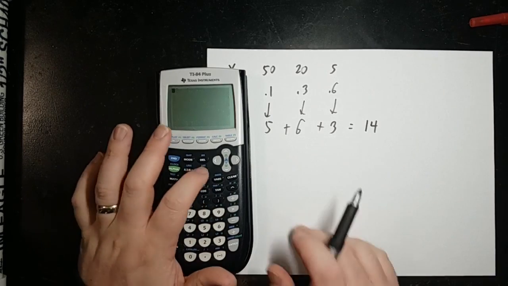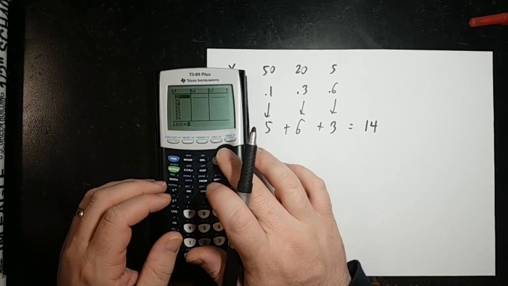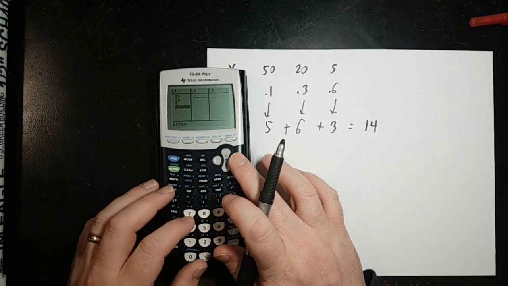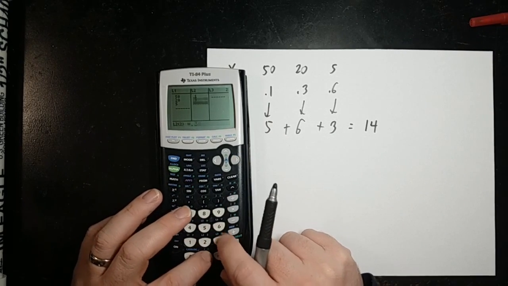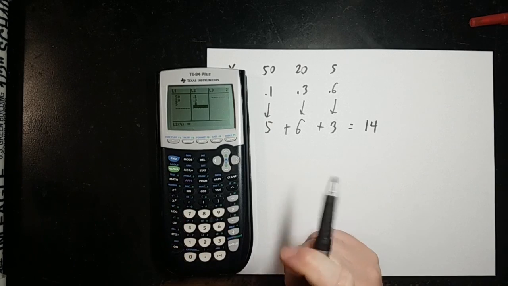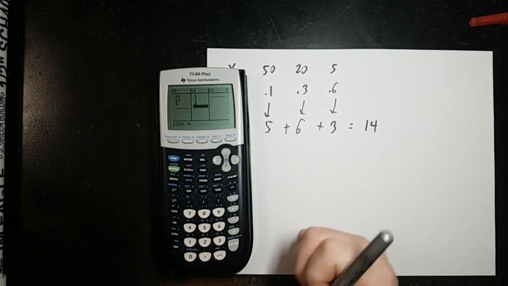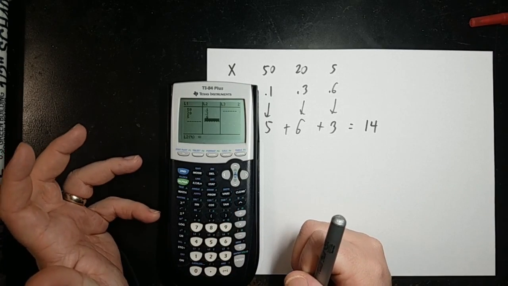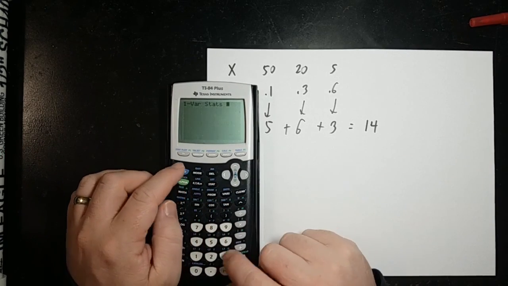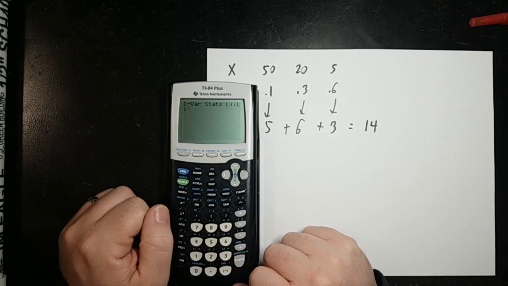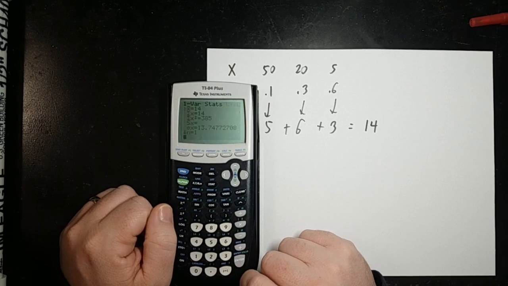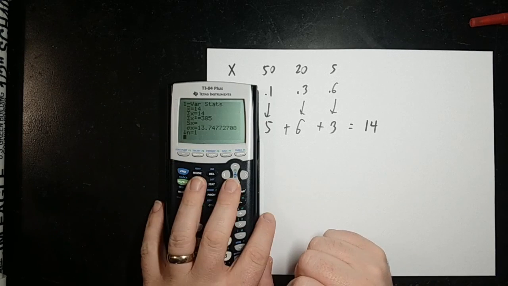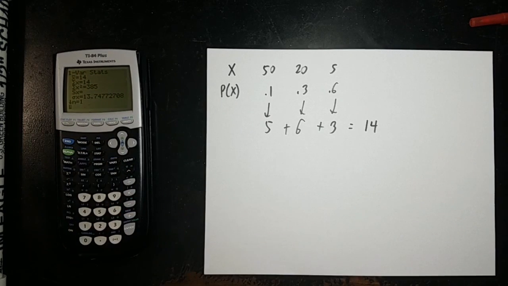Another way of doing that, if you really wanted to be weird about it, obviously I don't know why you would do this with just 3 results, but you could type these results into L1 and L2, L2 being the probability or the chance of those things happening. You could run a 1-Var Stats, but you would have to remember to do L1 comma L2, and it would spit out an x-bar of 14. 56% if you got that right.